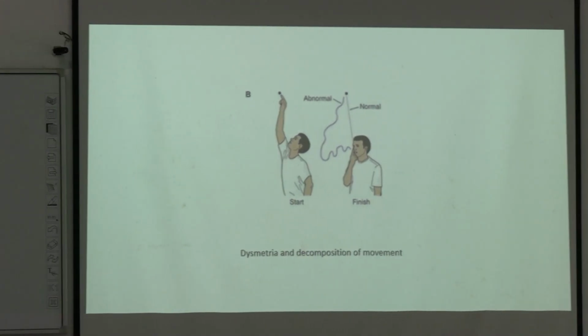Very commonly we can test that. With the patient sitting in your clinic, you can ask the patient to do something: take the pen from the table, or simply show me your nose. In this way, very easily we can diagnose a patient with cerebellar lesion.